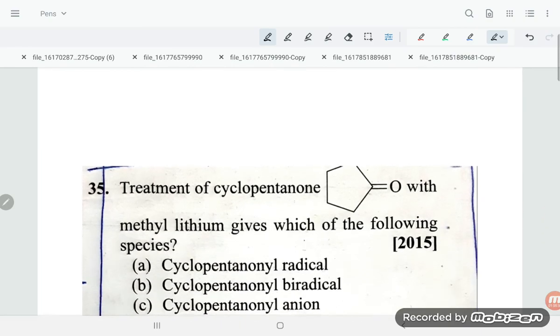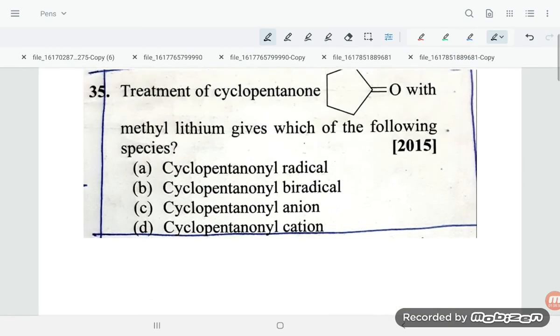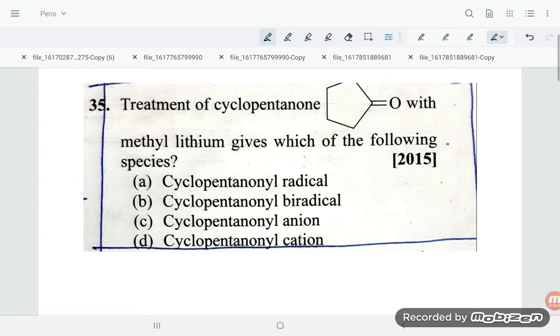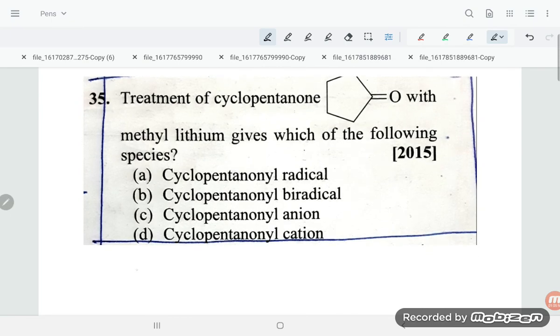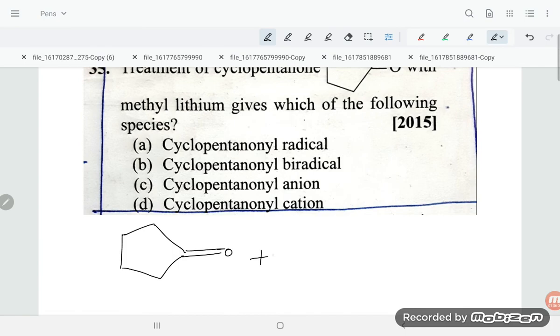Next question. We are moving to question number 35. The treatment of cyclopentanone with methyl lithium gives which of the following species? So let us have the cyclopentanone structure, students. This is the cyclopentanone, and we are treating it with lithium methyl, LiCH3. So negative charge and positive charge, right?